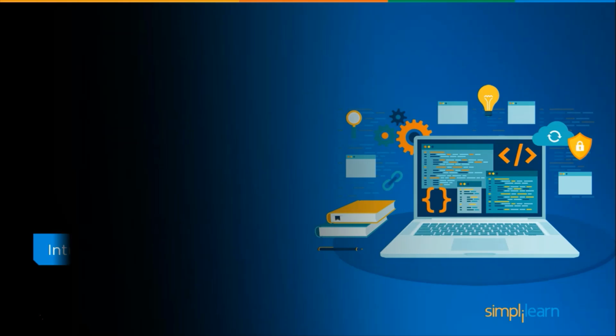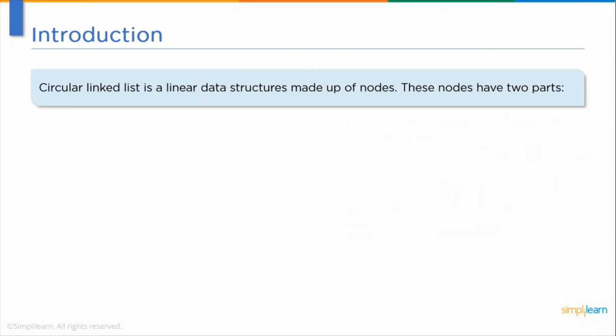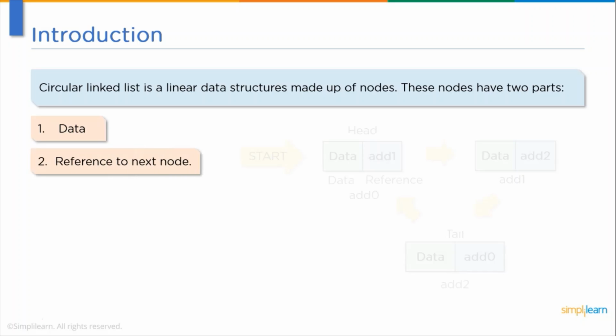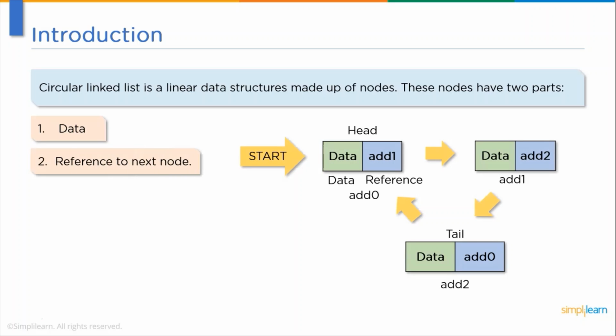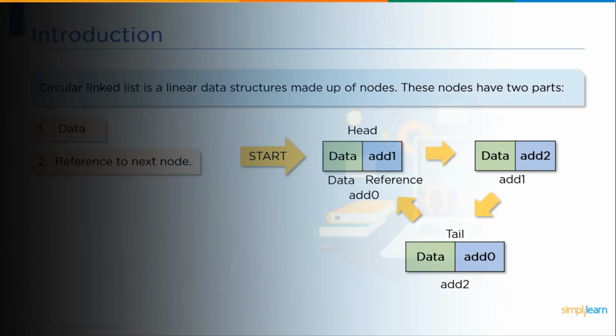So without any further ado, let's get started with introduction to circular linked list. A circular linked list is a linear data structure made up of nodes. It is like a single linked list except its last node points at the head node. These nodes consist of two parts, data and reference to next pointer. These nodes can be traversed using the next pointer.